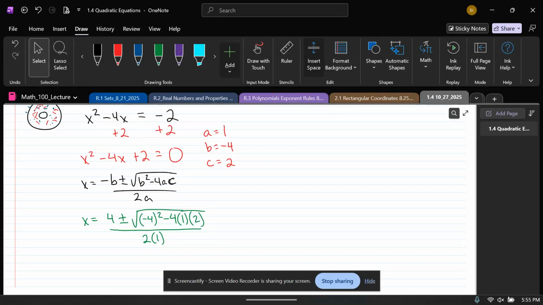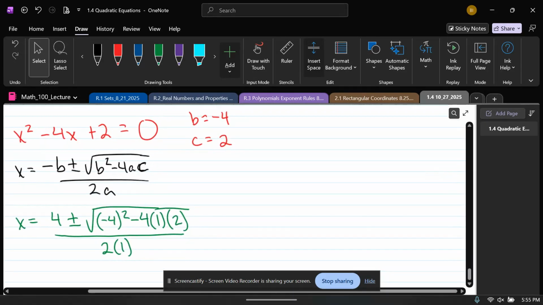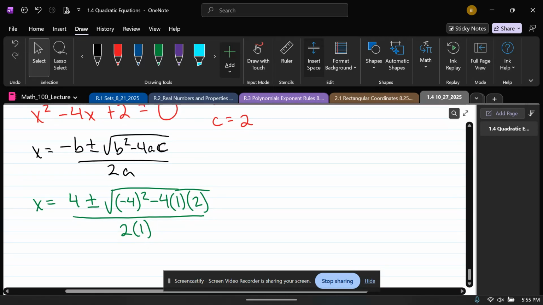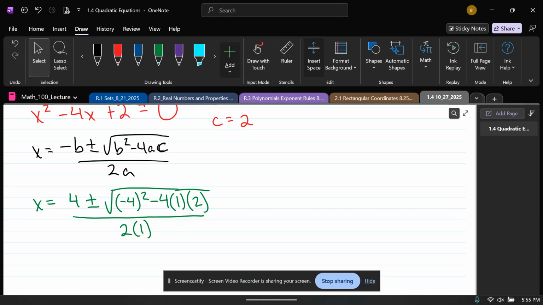So I've zoom in a little bit there so we can see a little bit better. So I've plugged in the A, B, and the C. Now I'm going to start working out those pieces. I'm going to start inside of the square root because that's where most of the work's going to be.